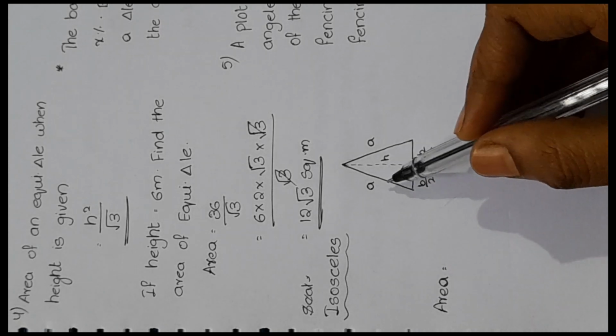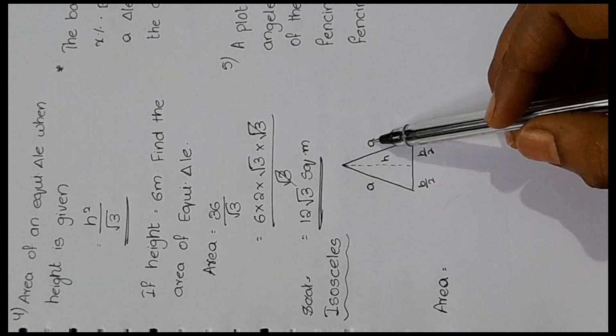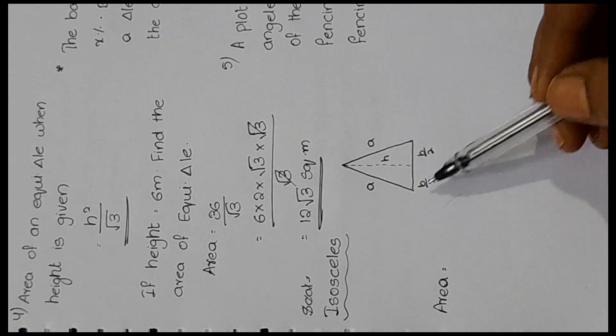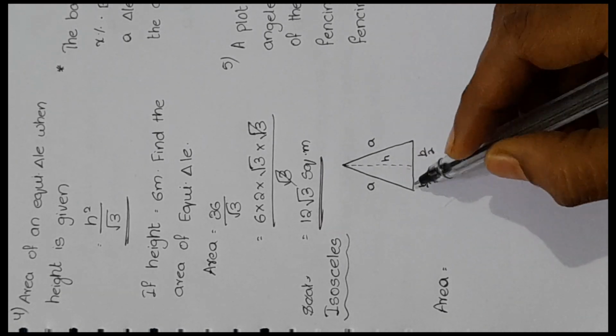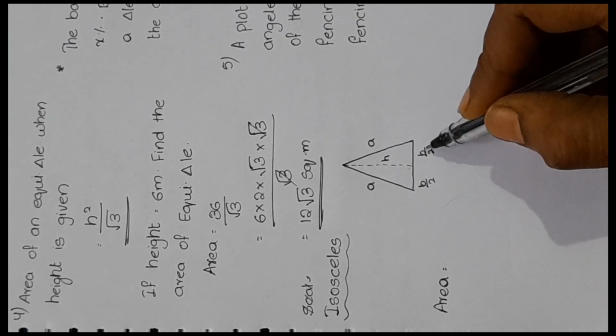The next one is isosceles triangle. In an isosceles triangle, any two sides are equal. Here A and A. This is the base. This is the altitude, which is of height h. So this divides the base into two equal parts, that is b by 2 and b by 2.